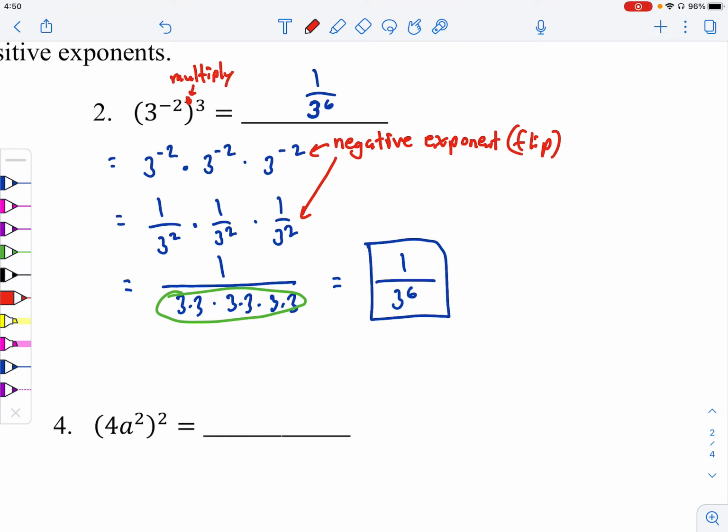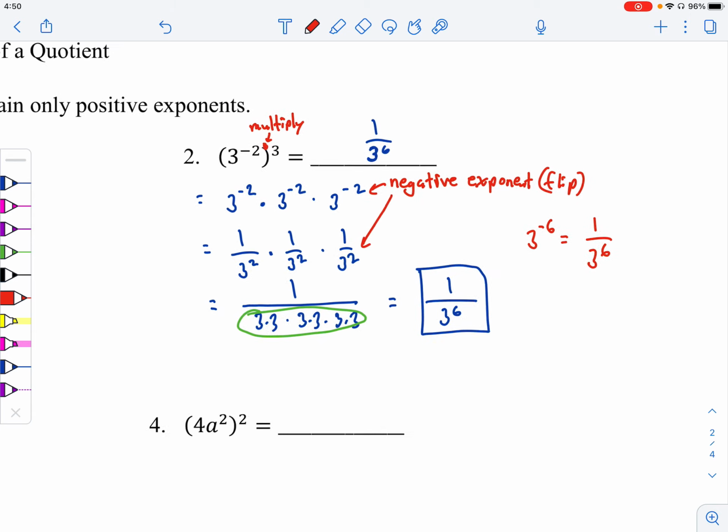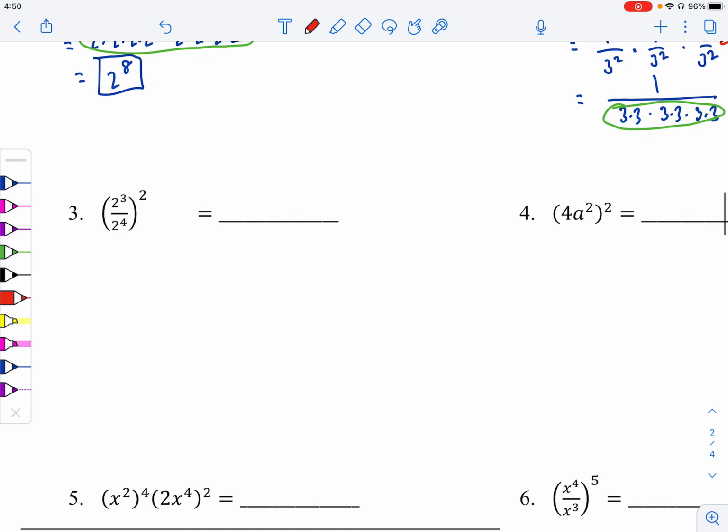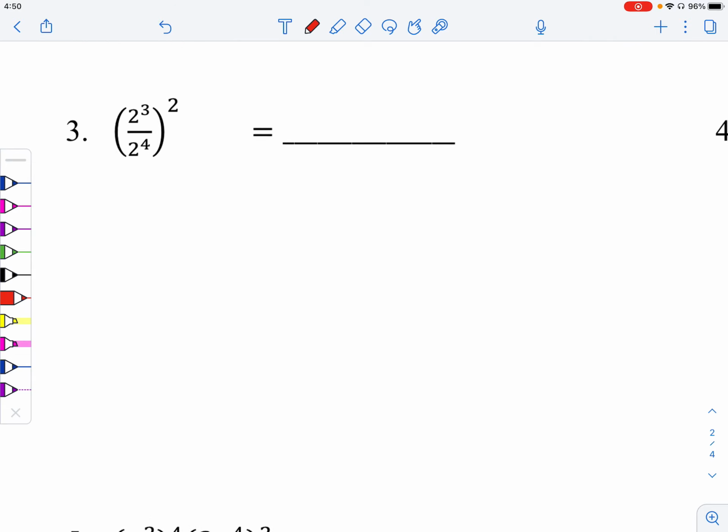Right, if you multiply negative 2 times 3, you get 3 to the negative 6th power. Right over here, 3 to the negative 6th power, and you flip it, it's going to be 1 over 3 to the 6th power. Same thing. That'll be the shortcut there. For the most part, I want you to write it out though.